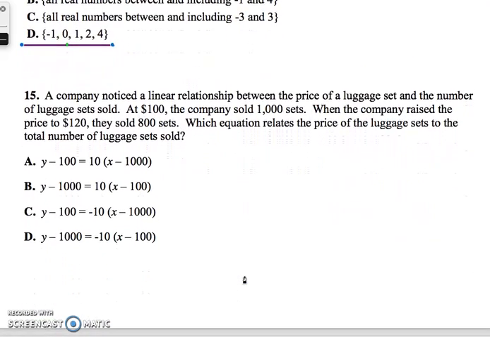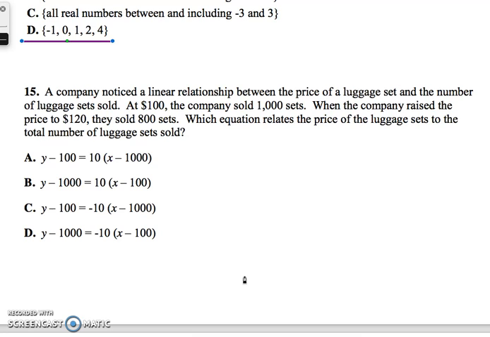Last one for this video piece, number 15. Company noticed a linear relationship. $100, the company sold 1,000. Let me do this with text instead. So $100 sold 1,000 pieces of luggage. When they increased the price to 120, they were only able to sell 800.